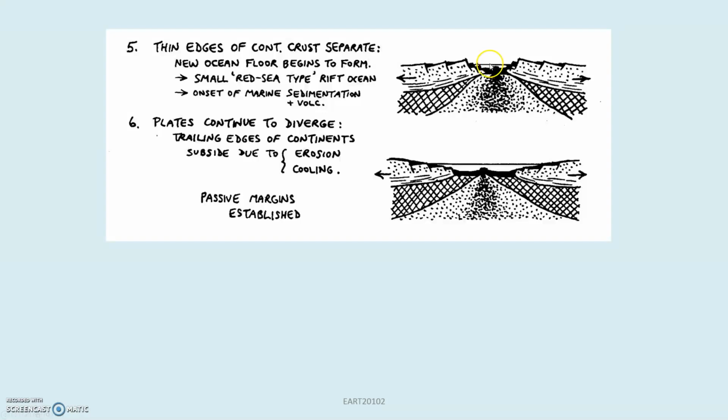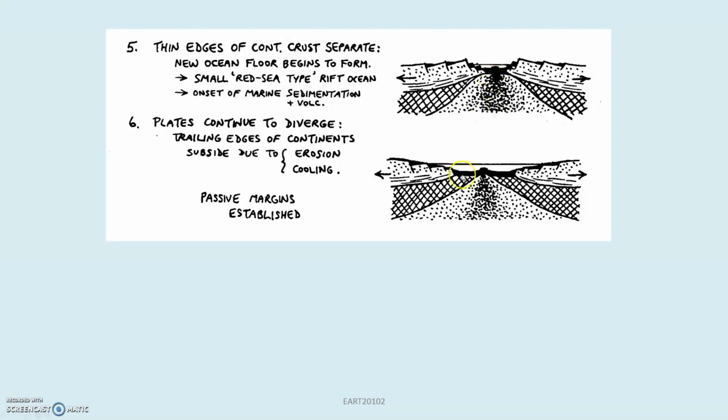Eventually, we generate enough extension that we start to begin to generate oceanic crust in here. Okay. And we make new ocean floor in here, and this is a bit like the Red Sea at the moment. Okay, and we get proper marine sedimentation and volcanism occurring at this stage.